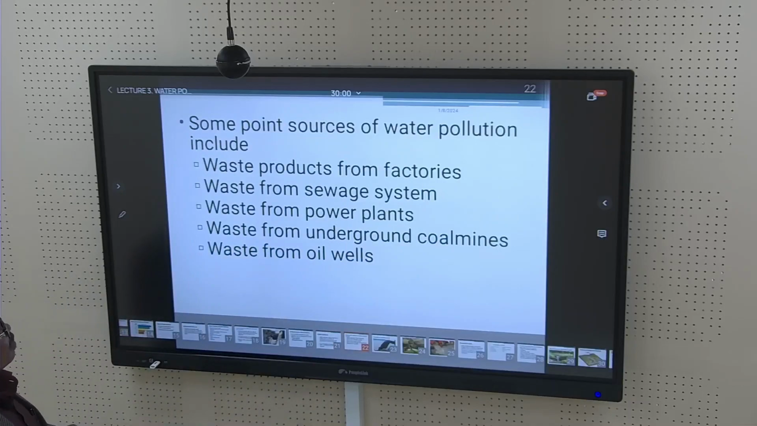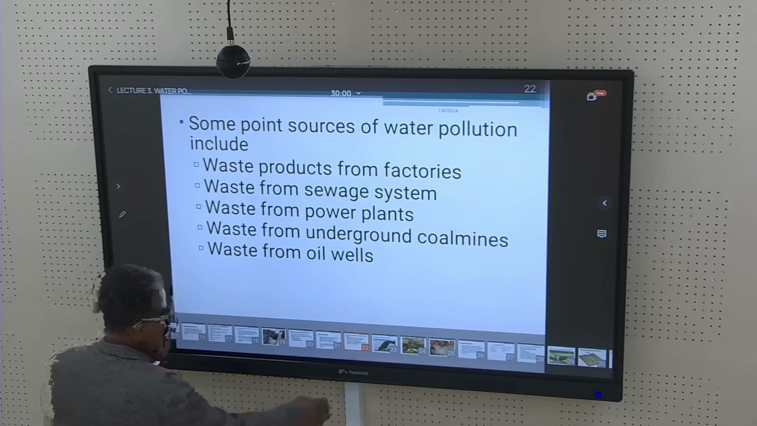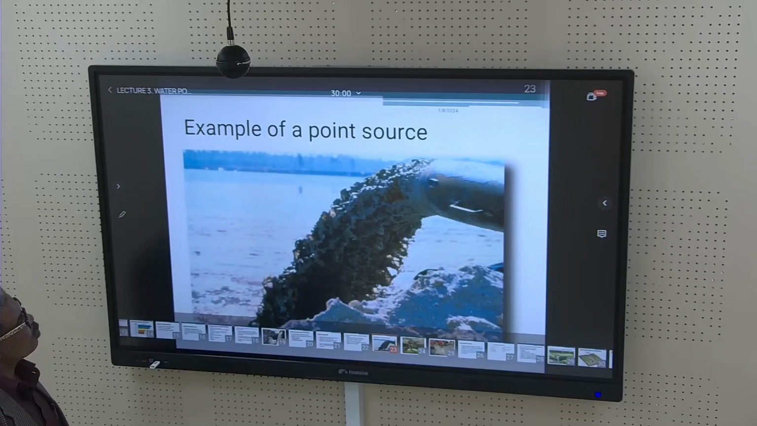Some point sources of water pollution include waste products from factories where the pipes can be seen giving out water, waste from sewage systems, waste from power plants, waste from underground coal mines, and waste from oil wells. These are some kinds of point sources. One example is a pipe giving out polluted water from a factory.